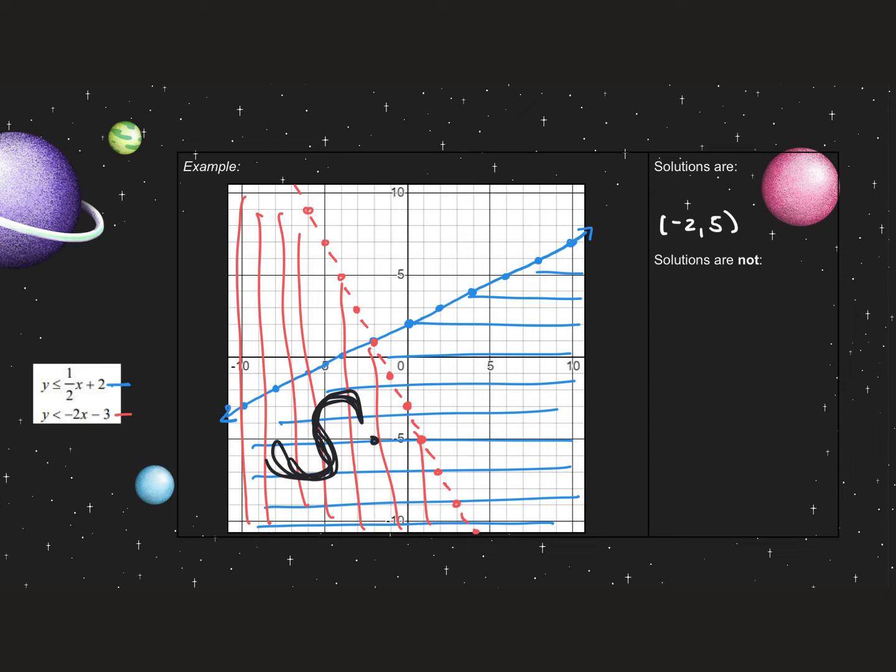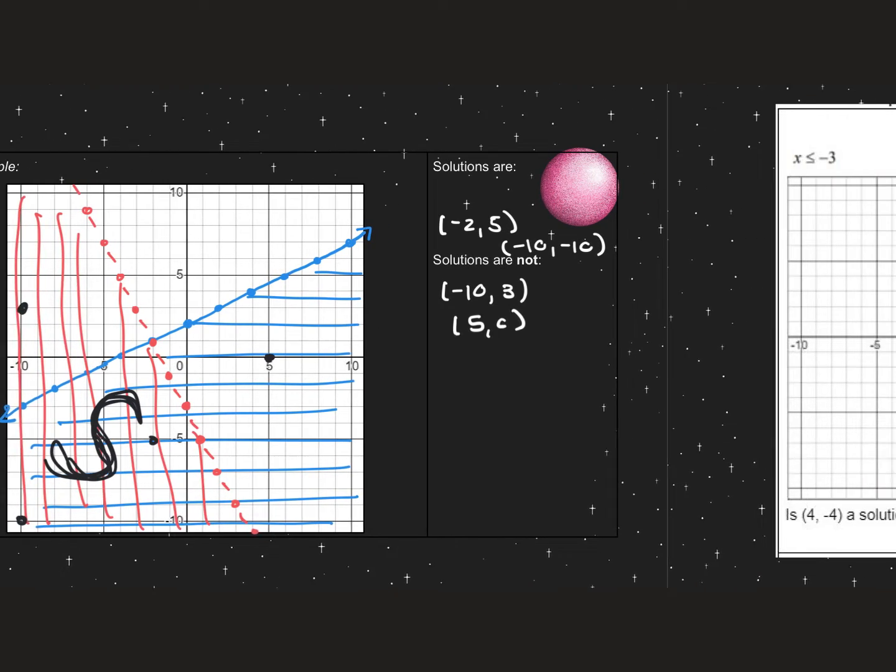We can also say negative 10, 10 is a solution. Points that wouldn't be a solution, for example, would be negative 10, 3. It's outside of that overlapping shaded region. Over here, we can say 5, 0 would not be a solution because, again, it's outside of that overlapping shaded region. All right, let's look at some more examples.